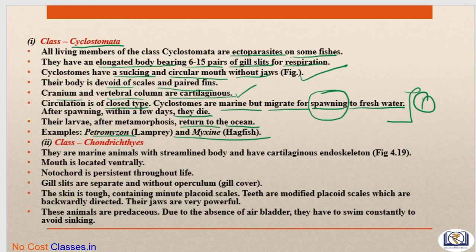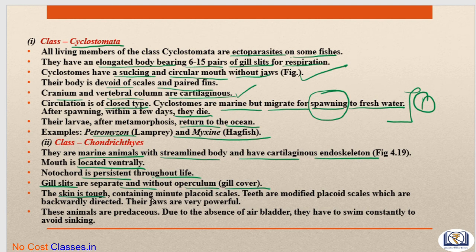Chondrichthyes. They are marine animals with a streamlined body, and they have a cartilaginous endoskeleton. Mouth is ventrally located. Notochord persists throughout life. Gill slits are separate, without operculum, or you can see the gill cover.